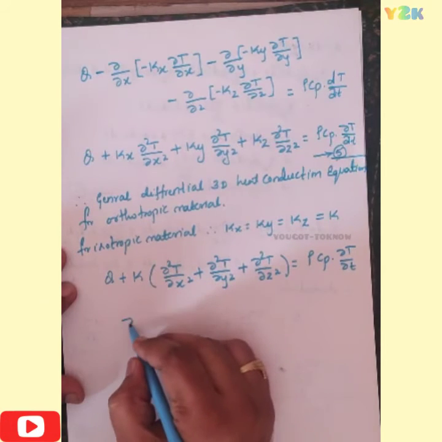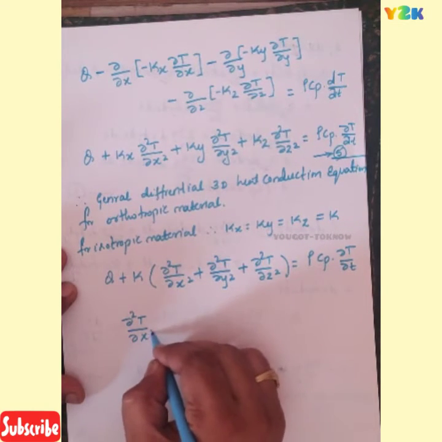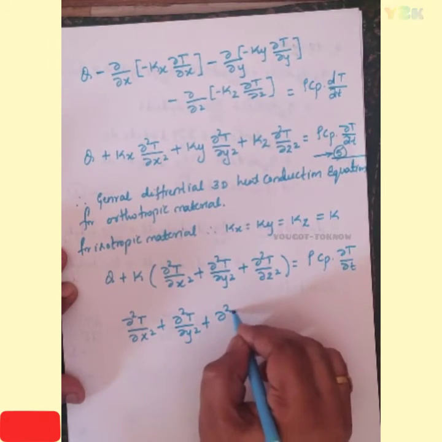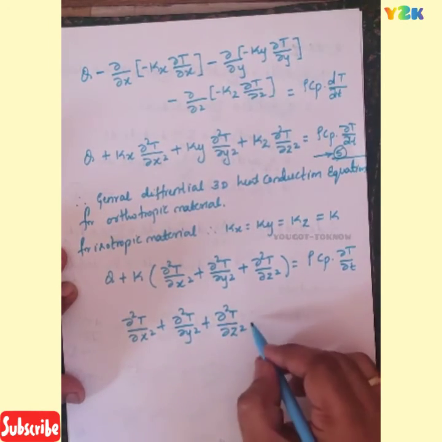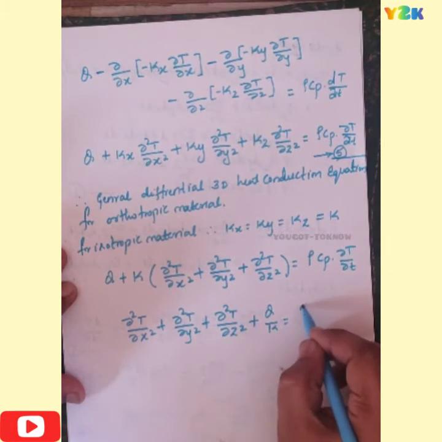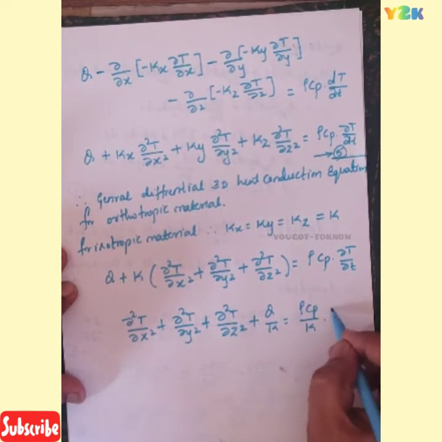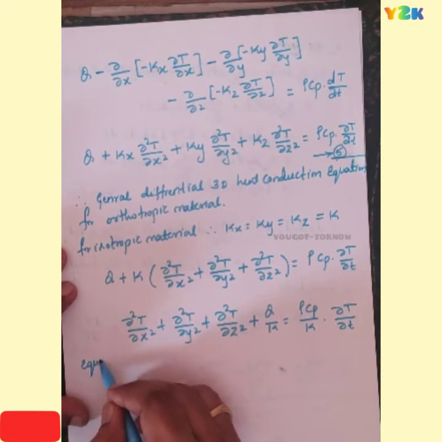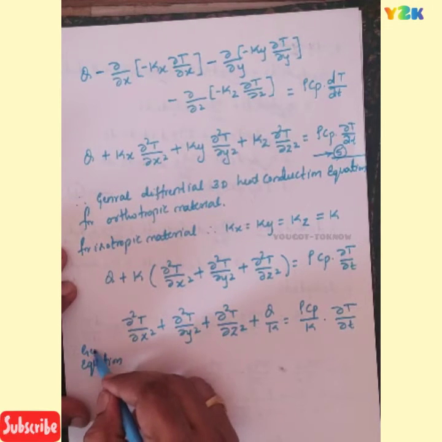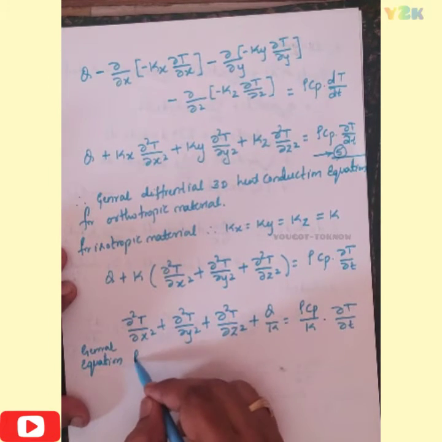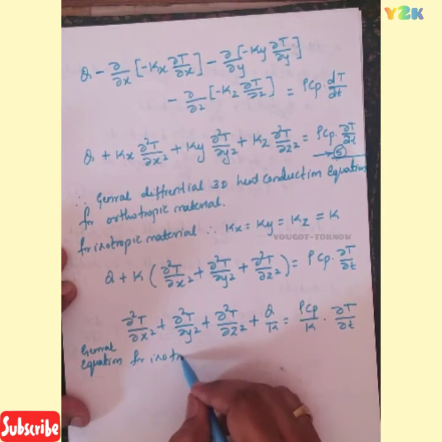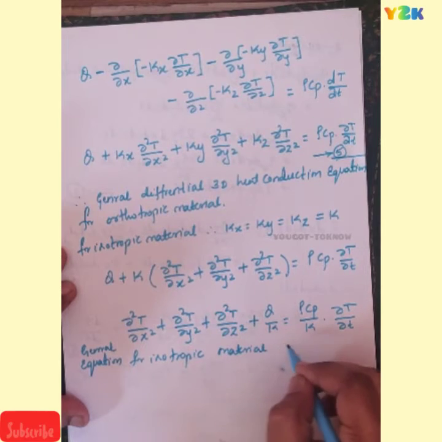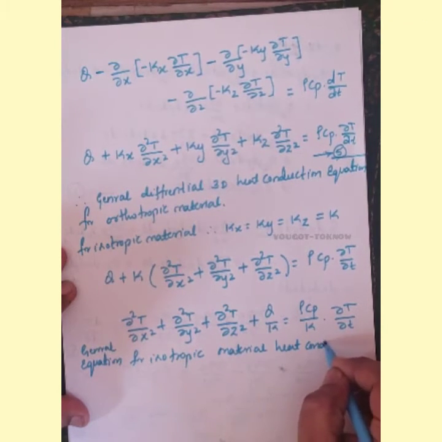This can be simplified like this: ∂²T/∂x² plus ∂²T/∂y² plus ∂²T/∂z² plus q by k equals rho cp by k into ∂T/∂t. This is called the general differential equation for isotropic material, that is the 3D heat conduction equation for isotropic material.